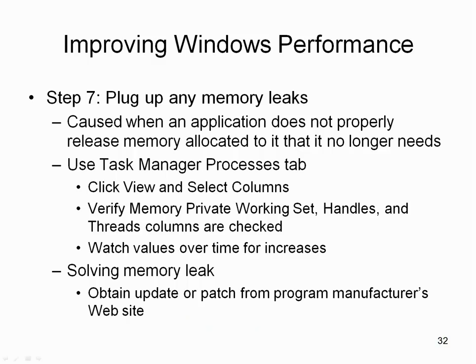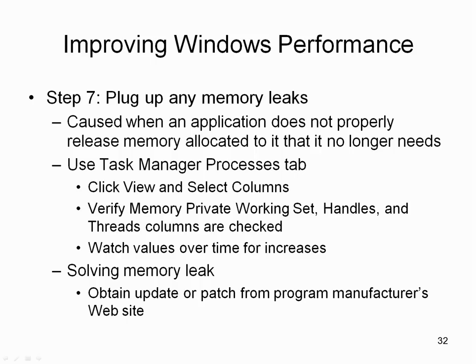To see how much memory an application has allocated to it that is not available to other programs, open the Task Manager and click the Processes tab. In the menu bar, click View, select Columns. Verify that the memory private working set, handles, and threads columns are checked and click OK. If you observe that the values in these three columns increase over time for a particular program, suspect that the program definitely has a memory leak.